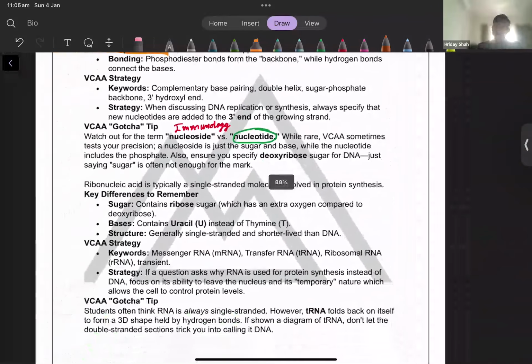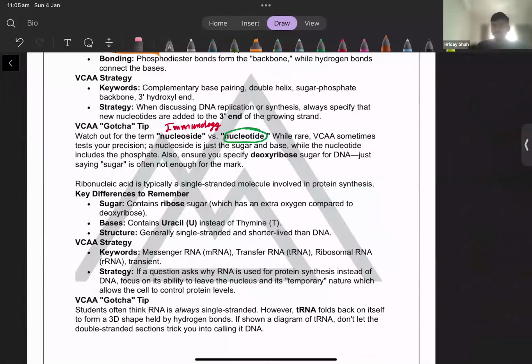If you are interested in what a nucleoside means, it's just the sugar and the base, so it's without the phosphate group. That's usually because you detach the phosphate group or you break the phosphate group to generate energy. You don't need to worry about that too much. We'll cover it when we get to immunology.